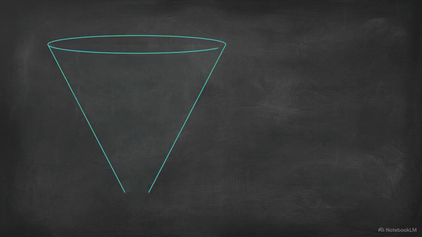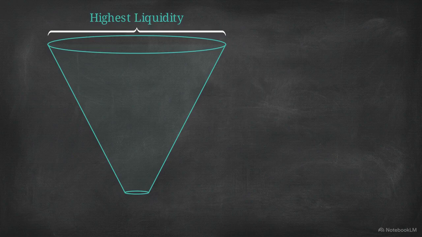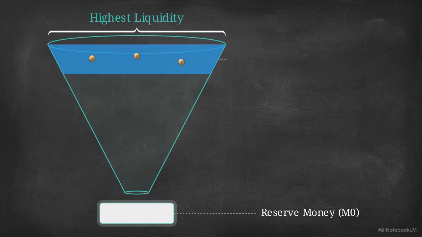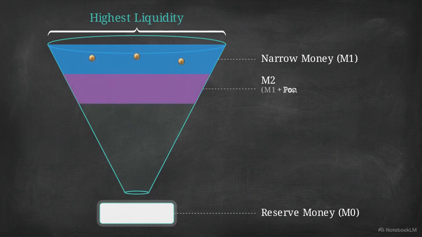The RBI categorizes this total volume of money into specific aggregates based on varying degrees of liquidity. We can visualize this methodology as an inverted funnel, with the most liquid assets at the top. At the very bottom sits M0, or reserve money. This is the foundational base, physical currency in circulation, plus the deposits held by bankers at the RBI. Jumping to the widest, most liquid layer at the top, we find M1, or narrow money. This combines the currency held by the public with their highly liquid demand deposits.